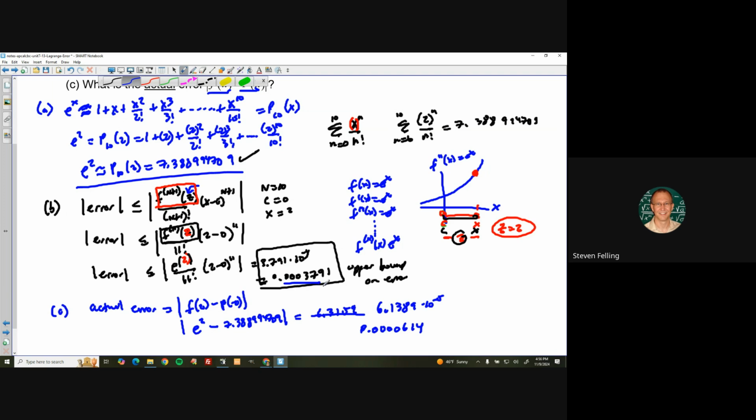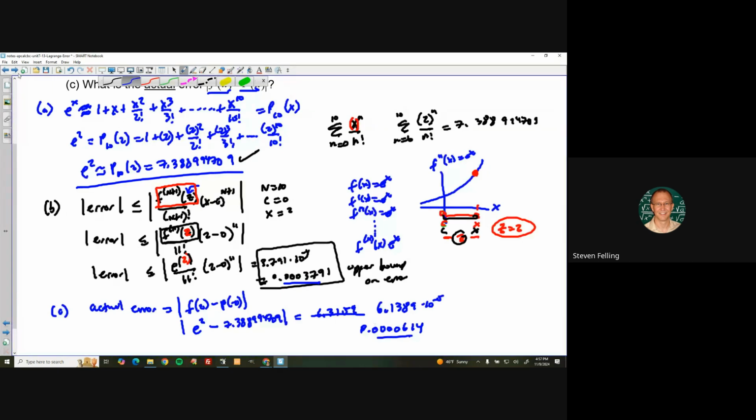Okay, so the upper bound on the error was 0.0003, but the actual error was 0.00006, was actually less than that. So this is a great example to illustrate that what the Lagrange error gives you is like the maximum value that the error can be. The actual error is usually less than that. Okay.